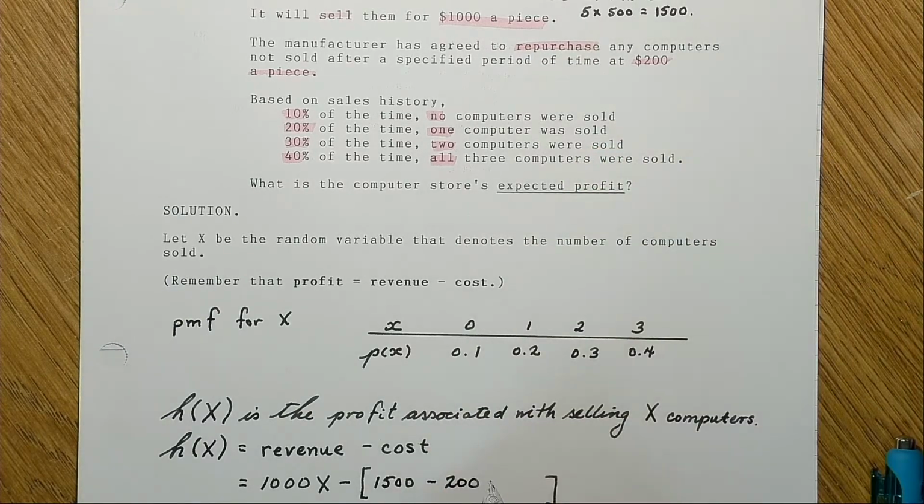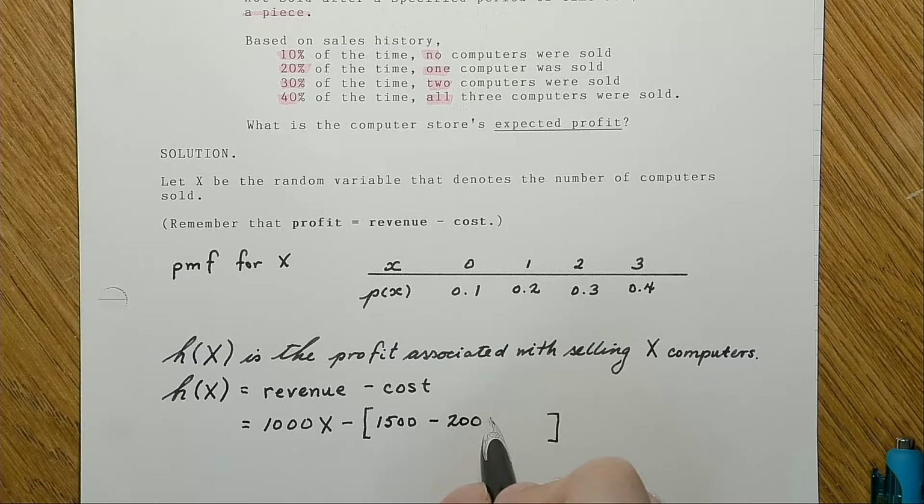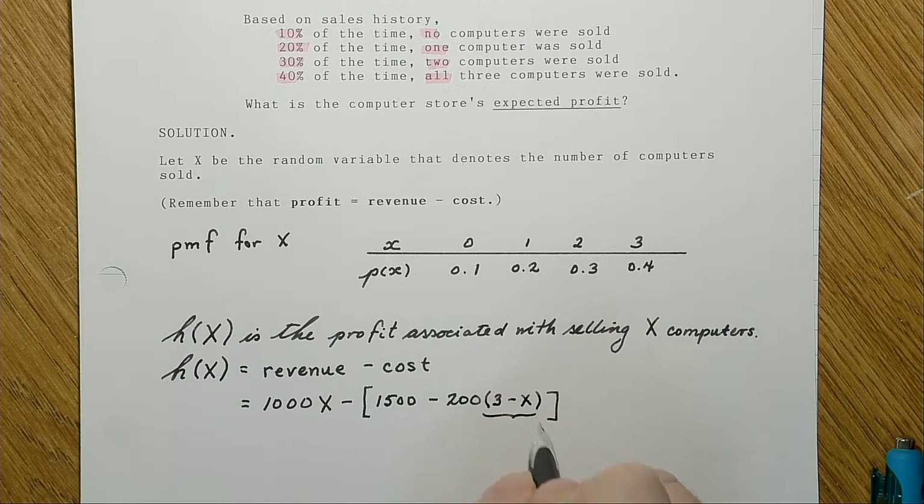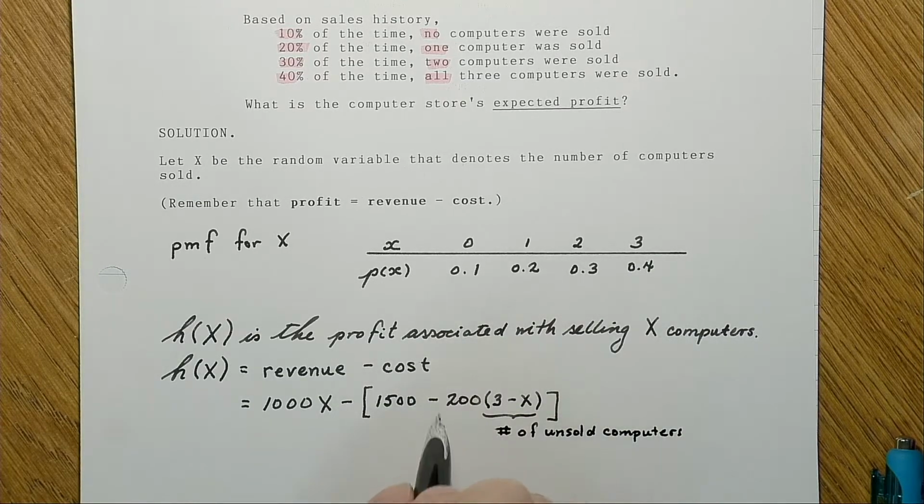And this would be any of the remaining computers left over. So we don't need 200 times X, because X is the number of computers that they sold. We need the complement of that. We need to have 3 minus X. So that would be the number of unsold computers. So you can see that with this buyback program, it will reduce some of their cost.